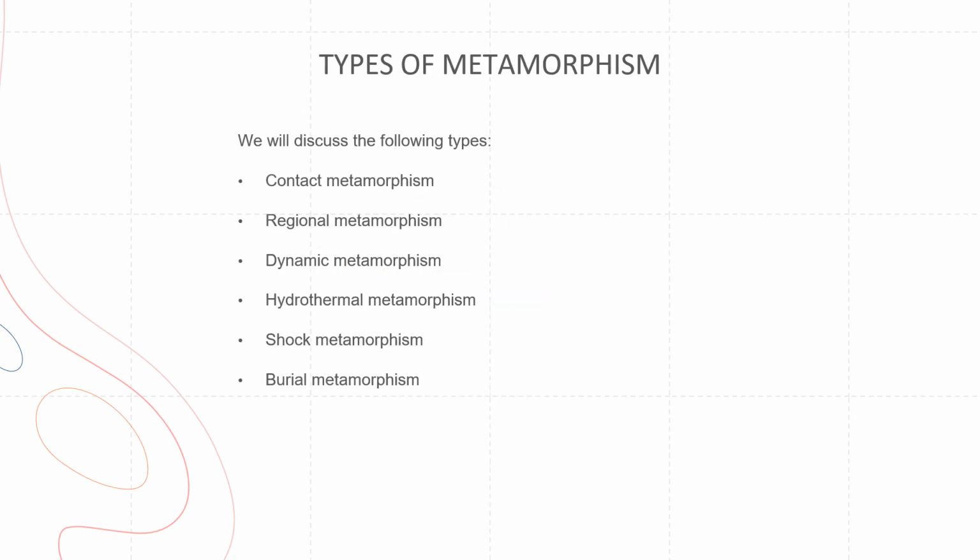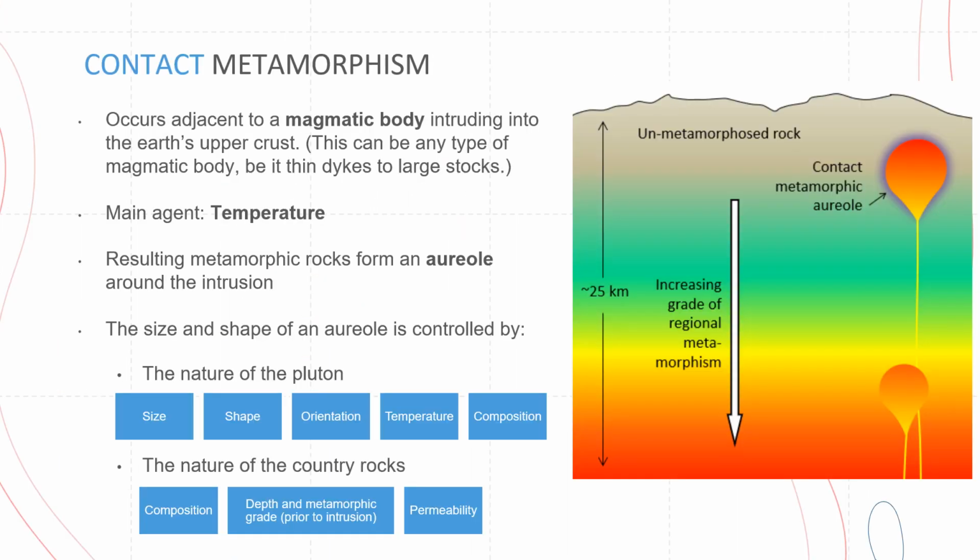In this section, we will be discussing the following types of metamorphism, starting off with the two that we've looked at in plate tectonics and metamorphism. So we have contact and regional metamorphism. Next, we will be looking at dynamic metamorphism, hydrothermal, shock, and burial metamorphism. Let's start off with the first type, which is contact metamorphism.